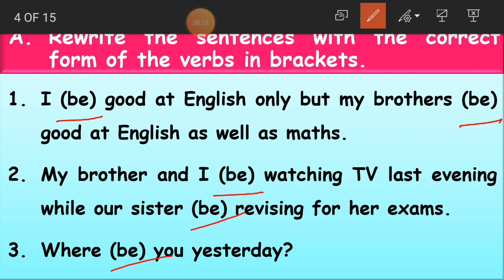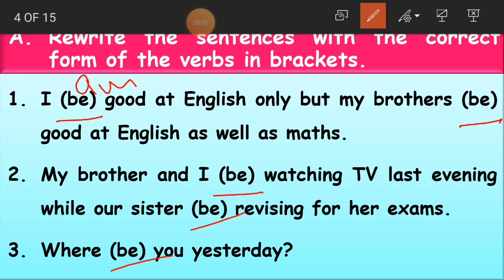I good at English only, but my brothers good at English as well as maths. So here instead of be, what we have to write, children? We are having I as the subject, and this sentence is in present tense. So when this is in the present tense, then this be becomes am. I am good at English only, but my brothers.